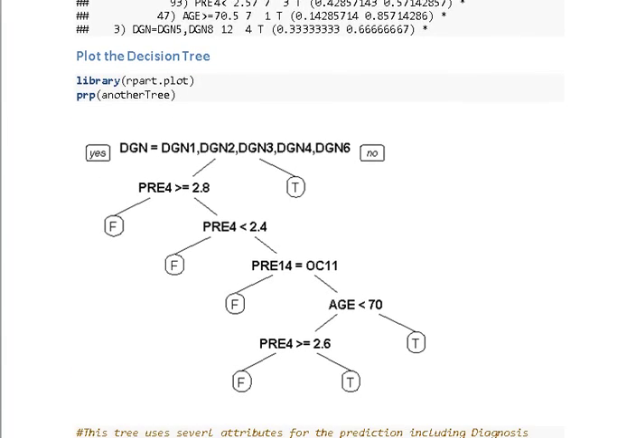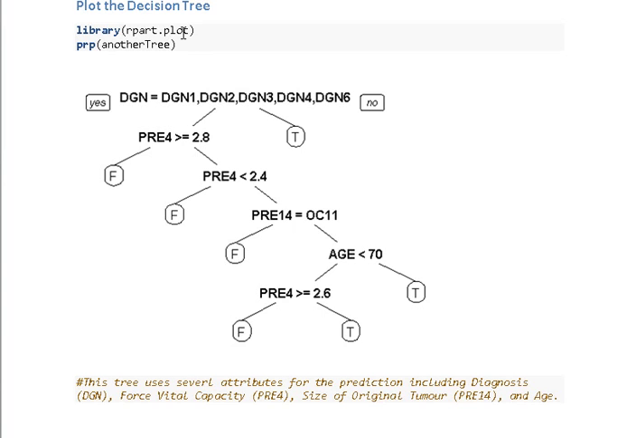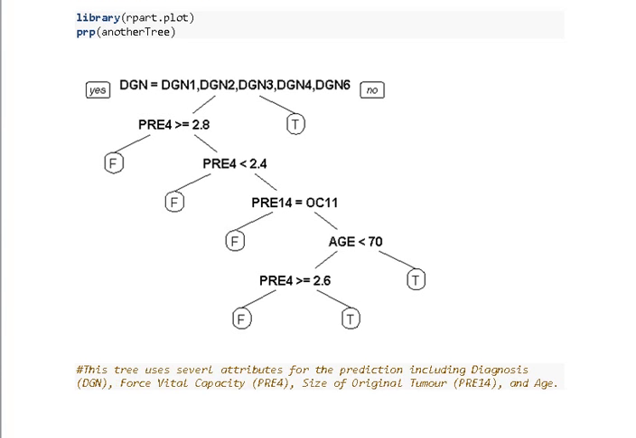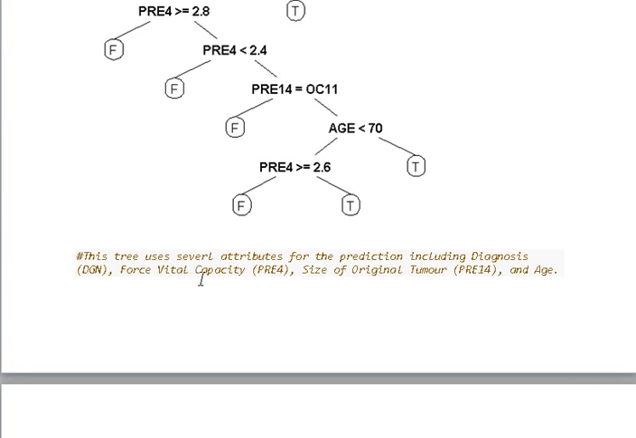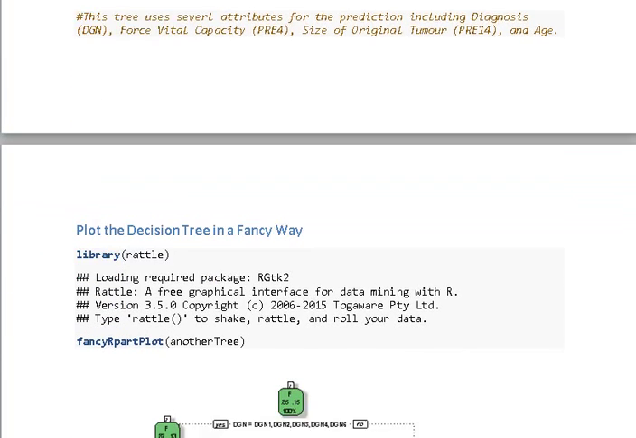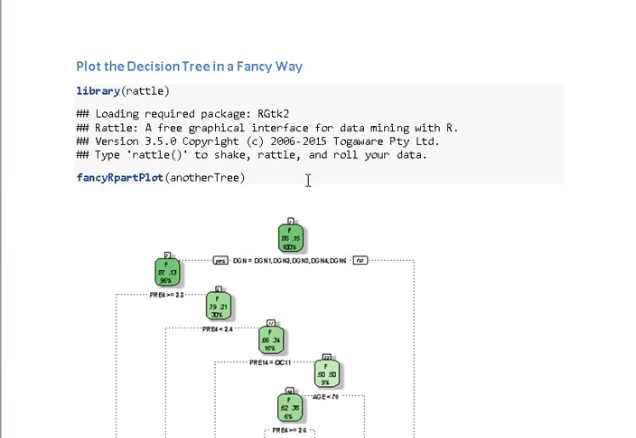After plotting that with the rpart.plot package, you can see all the different splits, and it used the diagnosis, the forced vital capacity, which is pre-4, the size of the original tumor, pre-14, and just the age value. I Googled how to plot decision trees and make them look a little better. I found this library called Rattle, which has a function called fancyRpartPlot, and so I plotted the decision tree again using that.